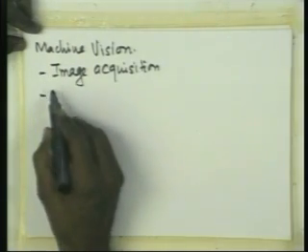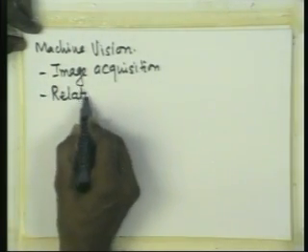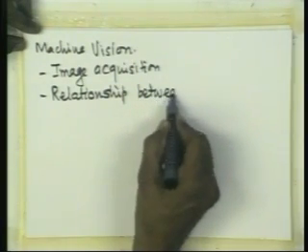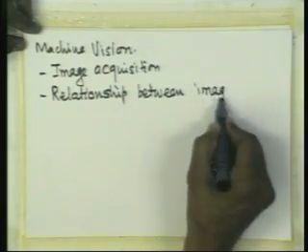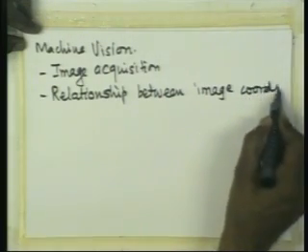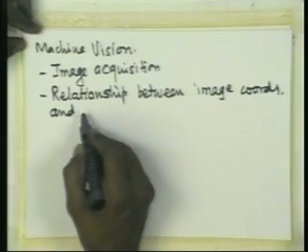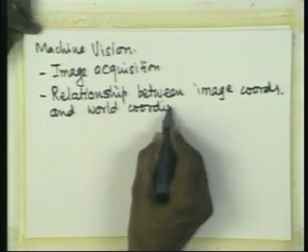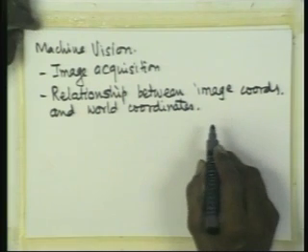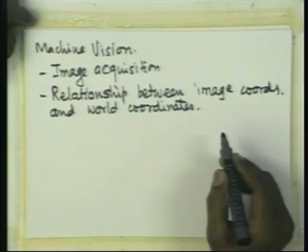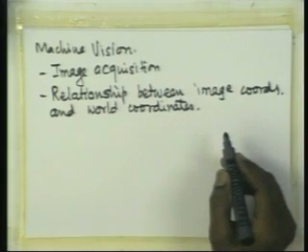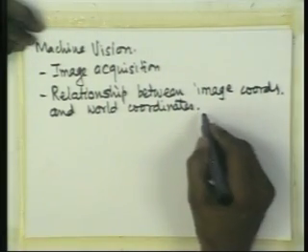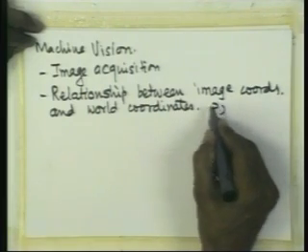Then we went on to look at the relationship between the image coordinates and the world coordinates. And we saw here that using the 4x4 homogeneous transformation matrices, we found a non-linear transformation called the perspective or imaging transformation, right. So we looked at P.